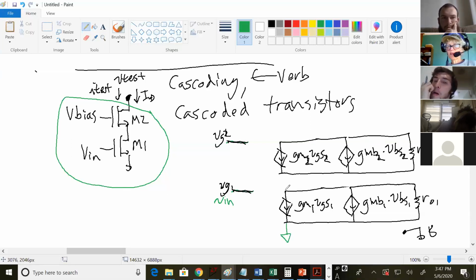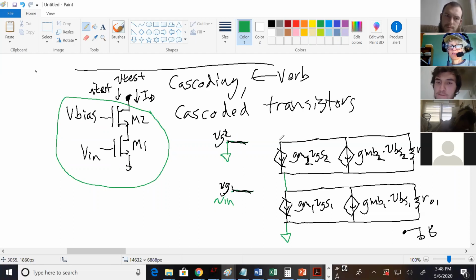And then what about the drain? Where's the drain connected? The drain is connected to the source of M2. Okay, perfect. And then what about the gate? What happens to the gate? Grounded. V bias is a DC voltage, so that gets grounded.